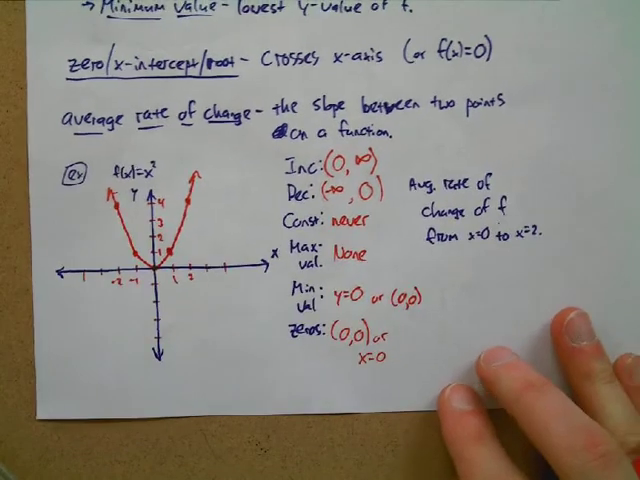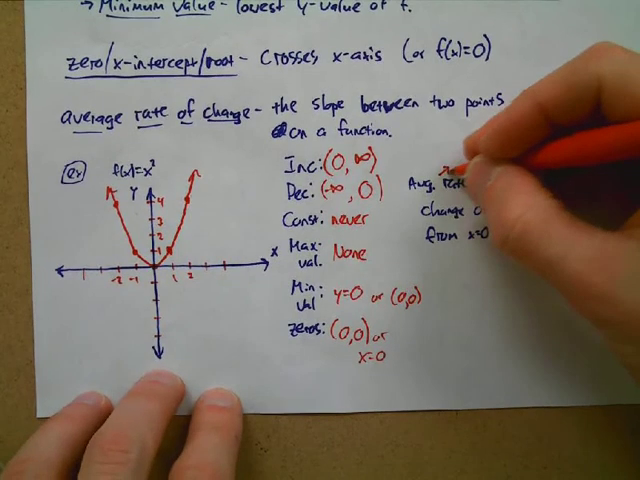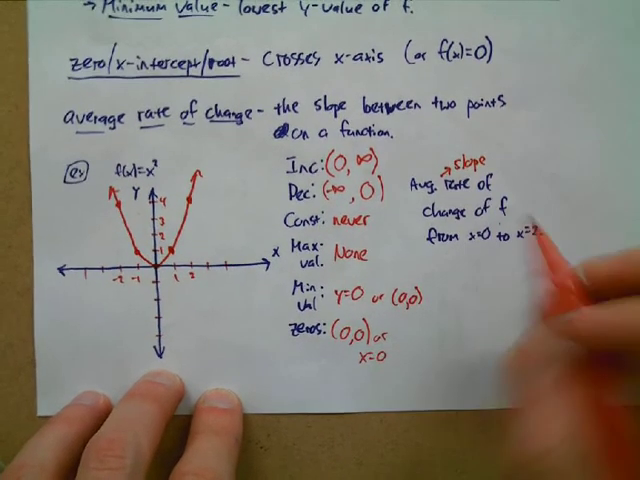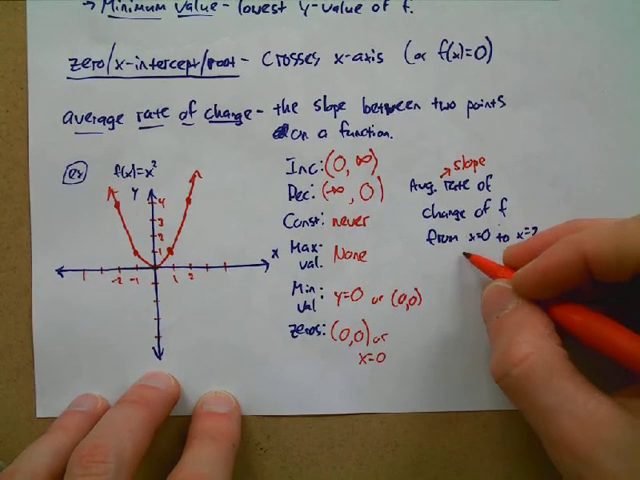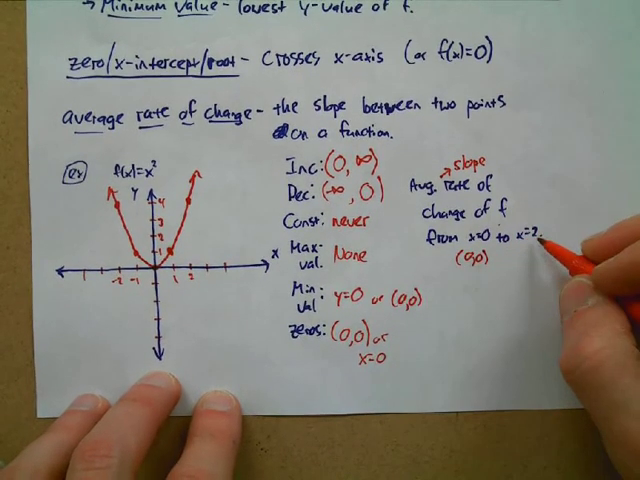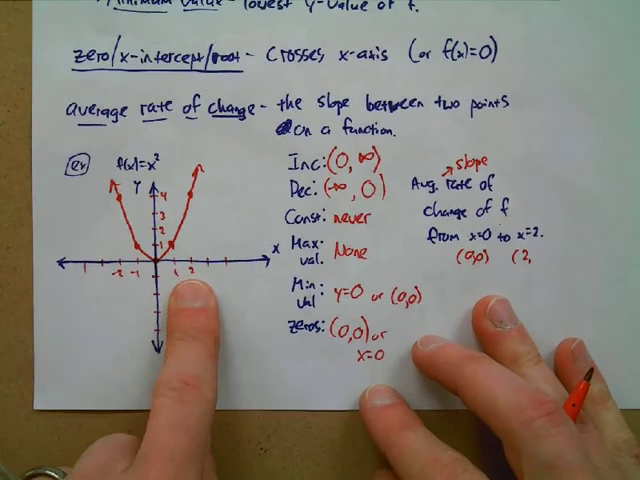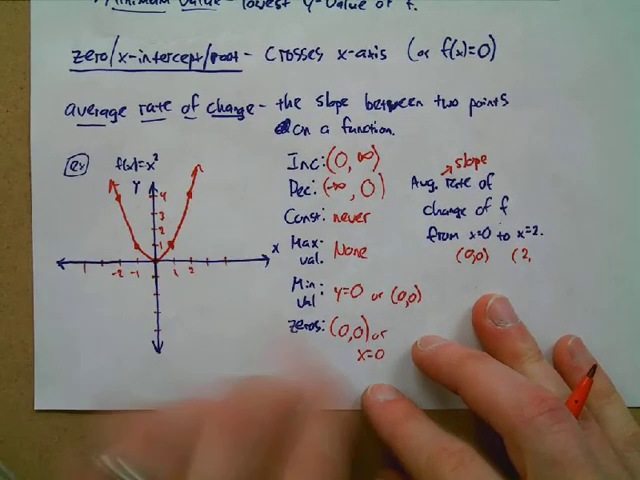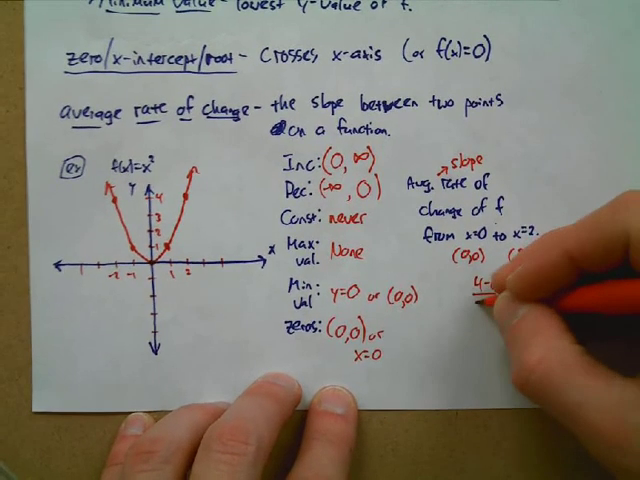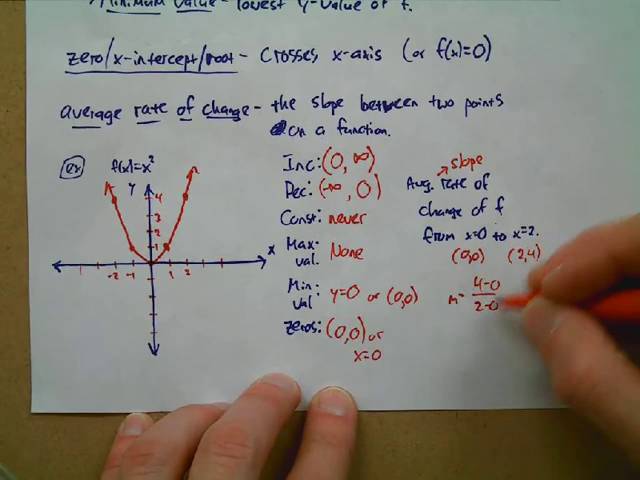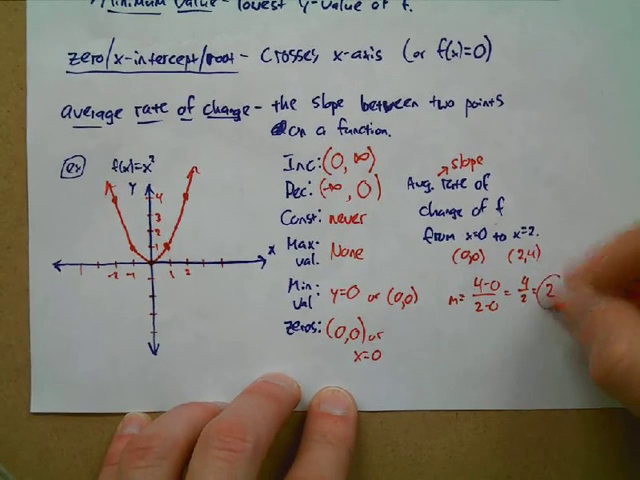All right, and then average rate of change. Remember, average rate of change just means the slope from x equals 0 to x equals 2. So the coordinate for when x is 0 is the point 0, 0. What's the coordinate for x equals 2? It's 2, comma, what's the matching y value at 2 here? 4, right? So it's 2, 4. And so you're just finding the slope between these two points. So 4 minus 0 over 2 minus 0. So you get 4 over 2, which is just 2. And so there's our average rate of change.